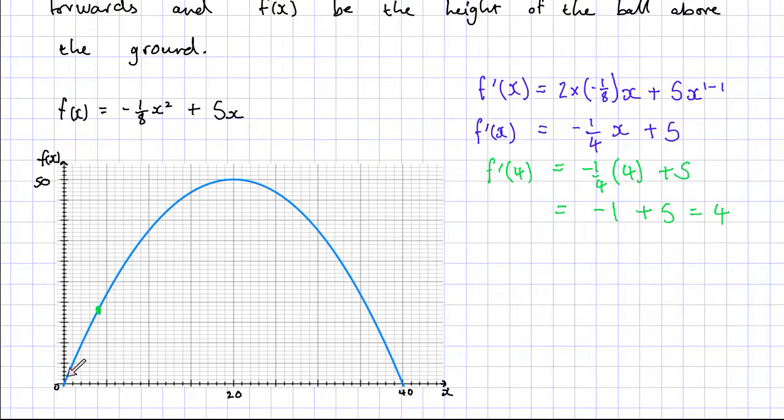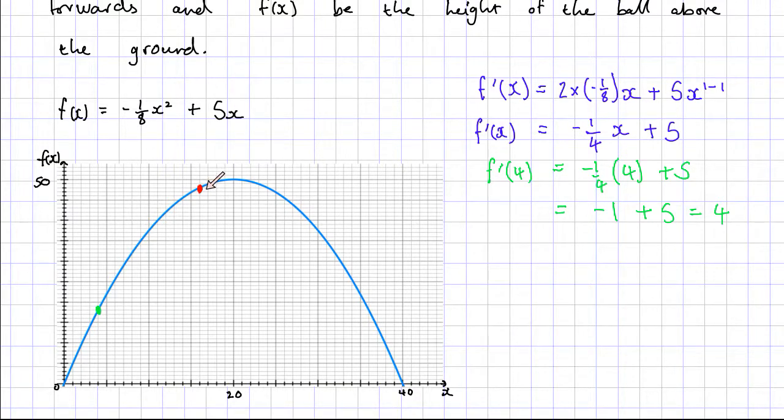And I can see that here it's actually quite steep, but here it gets a little bit flatter. So I'm expecting it to travel fewer meters up as I'm going forward 1 meter. So let's try 16 now. When x is equal to 16, let's find the gradient here. It should be less than the gradient of 4.